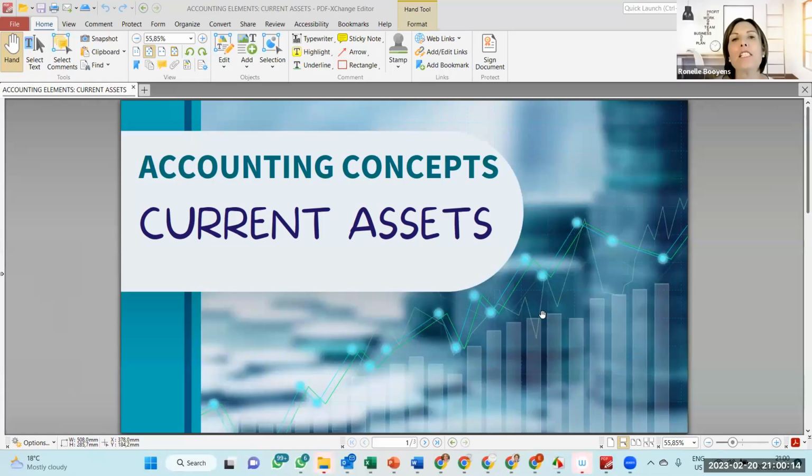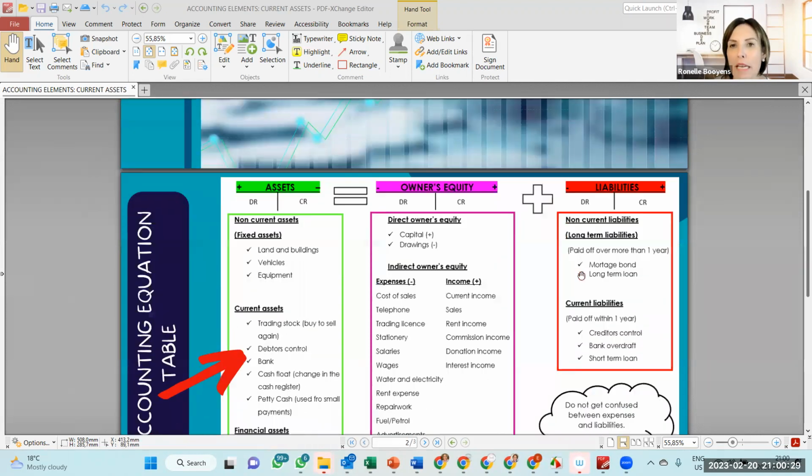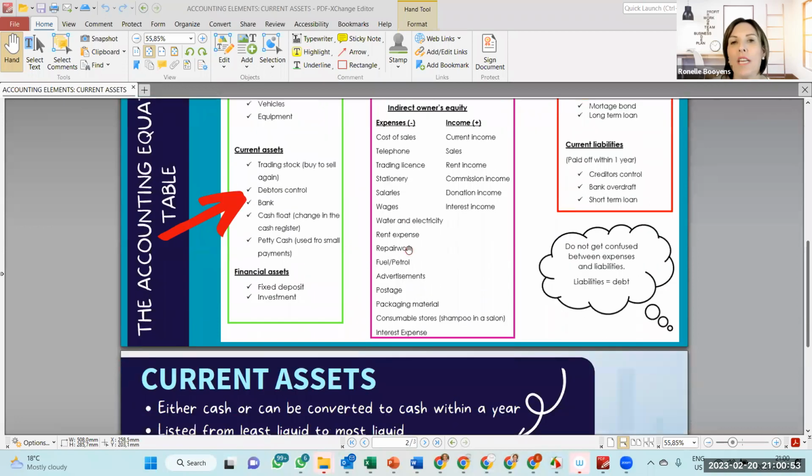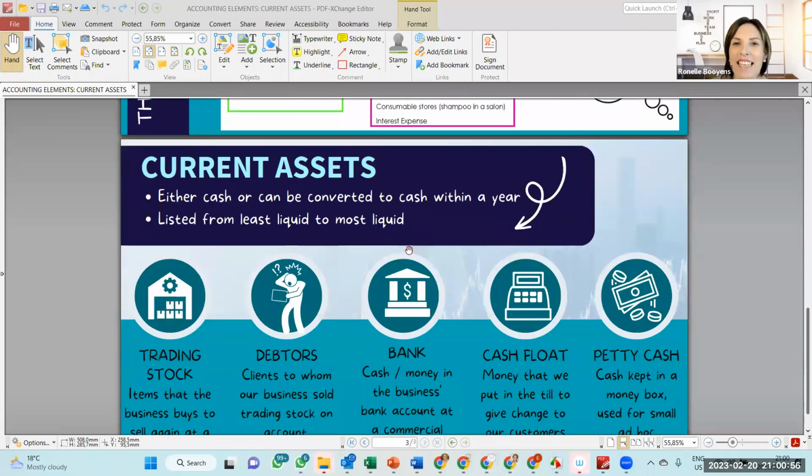Righty, so we've already spoken about assets, and we said that assets are items of value that the business buys or purchases. So today we are specifically going to look at current assets and what current assets mean. We will always come back to the accounting equation because it's such an integral part of this subject. So previously, we've discussed non-current or fixed assets, which are land and buildings, vehicles, equipment. Today, we will be spending time on the explanation of current assets, and we'll explore each of the accounts that are listed as current assets.